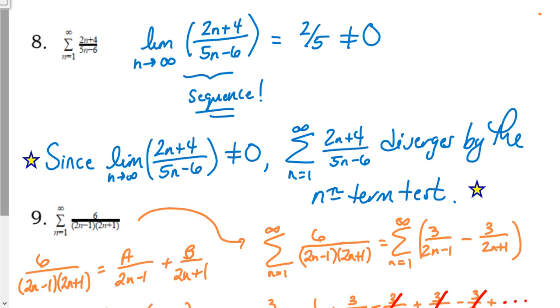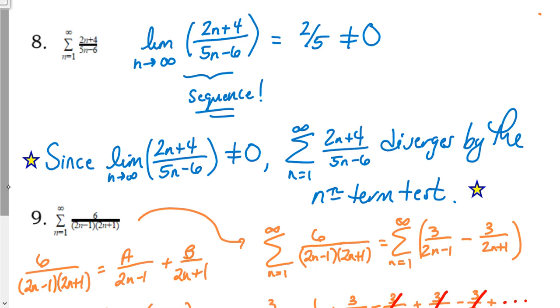The 3rd tool is nth term test. So you take the limit of that sequence, thinking of n going to infinity. Those values are going to get closer and closer to 2/5. You might remember some stuff from math analysis around that. And if the limit is 2/5, very important, that 2/5 is not 0. So if I have a limit that isn't 0, that means that the series diverges. The sequence converged, it had a limit of 2/5, but the series diverges.